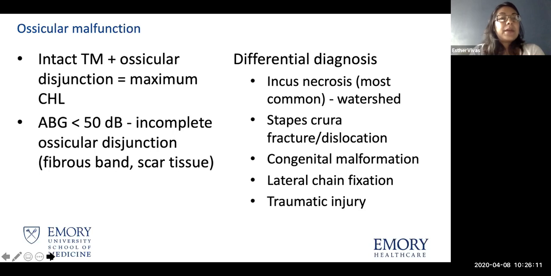And if you have an incomplete ossicular disjunction, so just maybe a weak joint, fibrous band, scar tissue, maybe a little bit of tympanosclerosis that hasn't totally fixed the ossicles, you can have air-bone gaps that are under 50 decibels. Maximum conductive loss is about 60 decibels. So think about it that way. Between 50 and 60 decibels is what we call a maximum conductive loss.